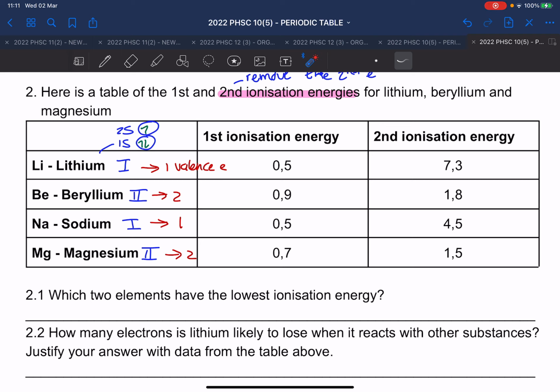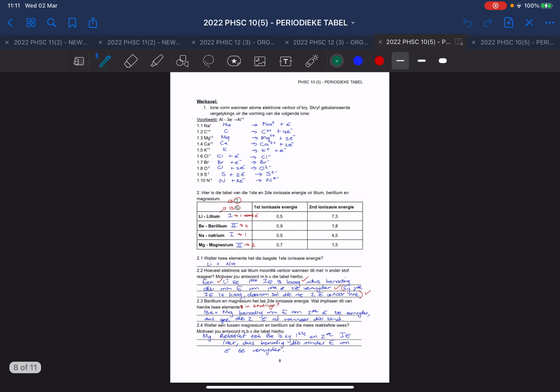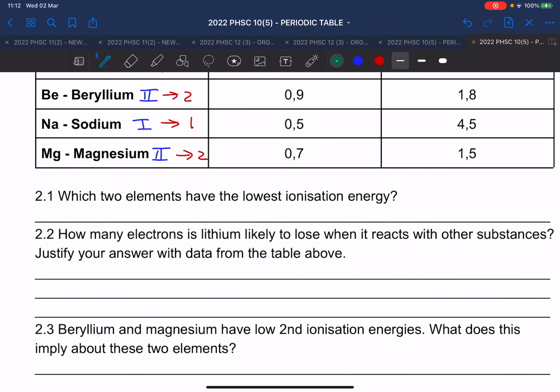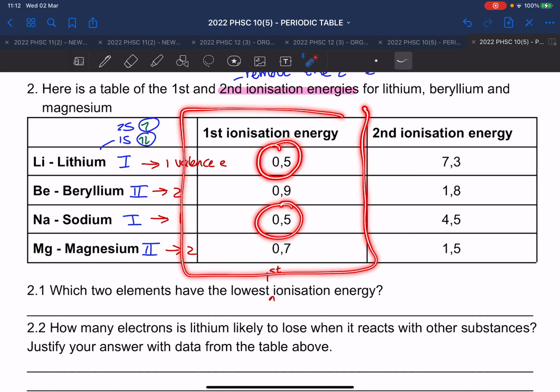Oh no, wait. Sorry. I see there's a mistake. I think from the Afrikaans to the English there's a mistake. Let me just check there. Yes, there is a mistake. Sorry. Which 2 have the lowest first ionization energy? So I'm only looking at this here. And that will be lithium and sodium.